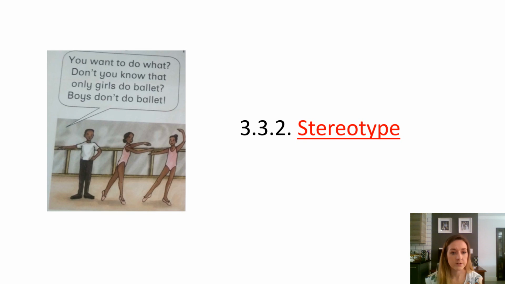Okay, in this picture you had to read the little speech bubble to understand if it was stereotype, bias, or discrimination. And if you read it, it says, don't you know only girls do ballet? Alright? If you're saying only girls can do something, it's a whole group fitting a particular idea, it is a stereotype. Okay, boys don't do ballet, it's a stereotype.